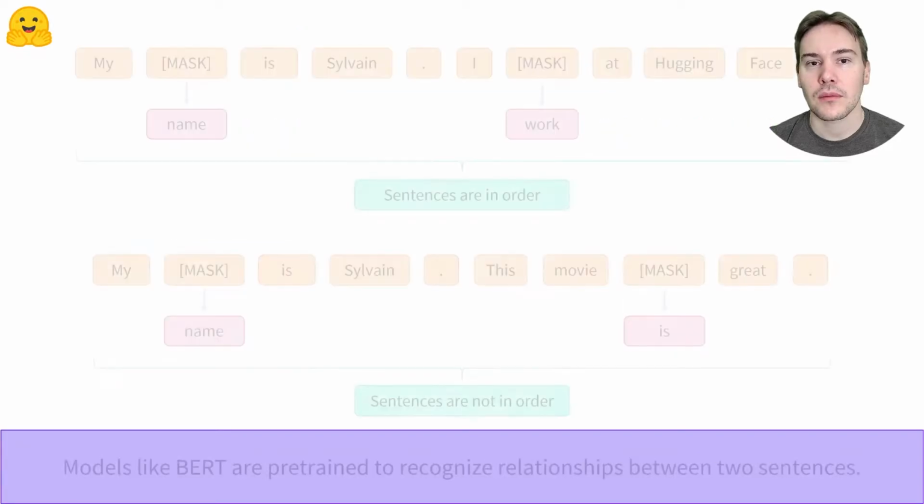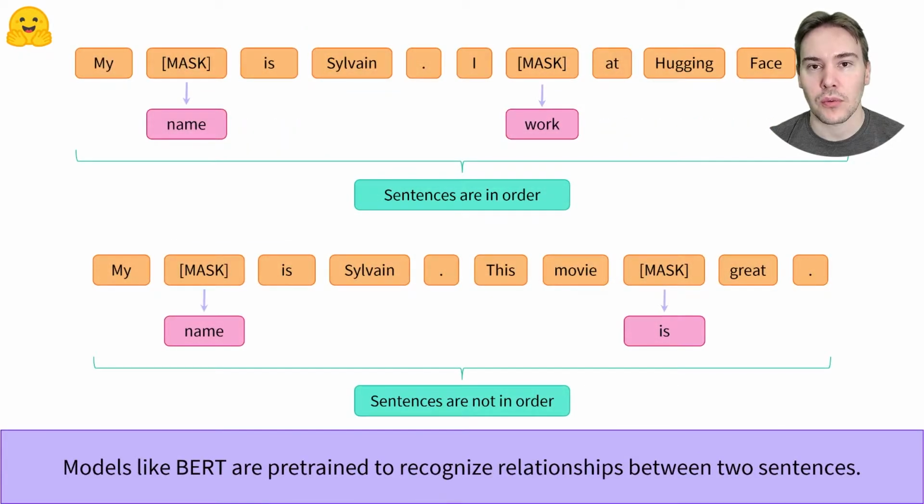That's why models like BERT are often pre-trained with a dual objective. On top of the language modeling objective, they often have an objective related to sentence pairs. For instance, during pre-training, BERT is shown pairs of sentences and must predict both the value of randomly masked tokens and whether the second sentence follows from the first or not.